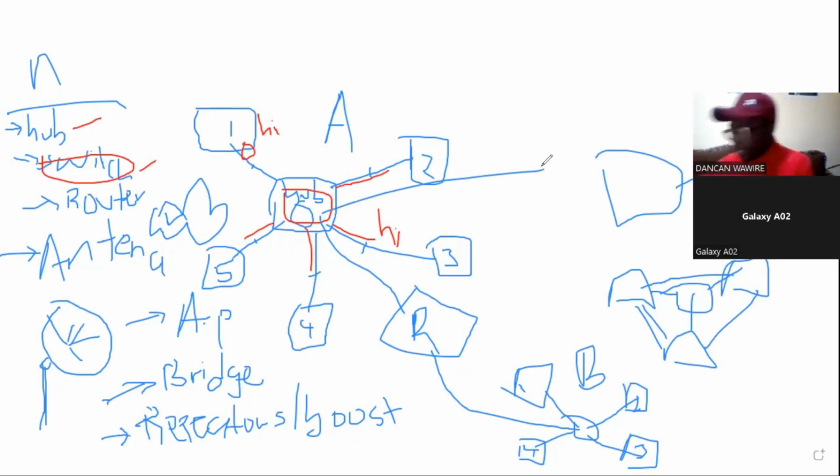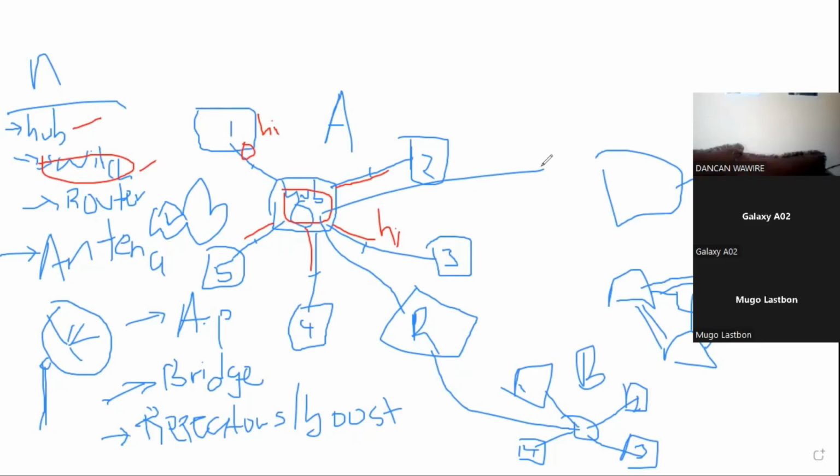Then allow me to put something here. Okay, I was struggling to pull this. This is a switch. The switch you can see. This one is a 24-port switch. This one is a 24-port switch.